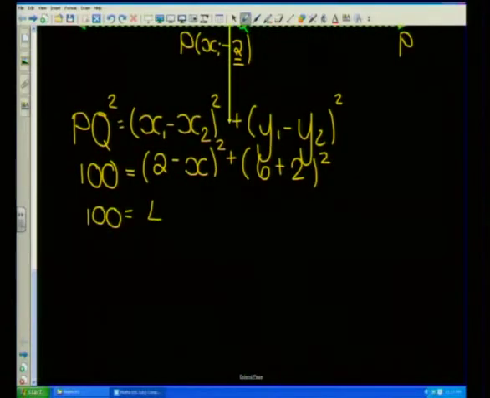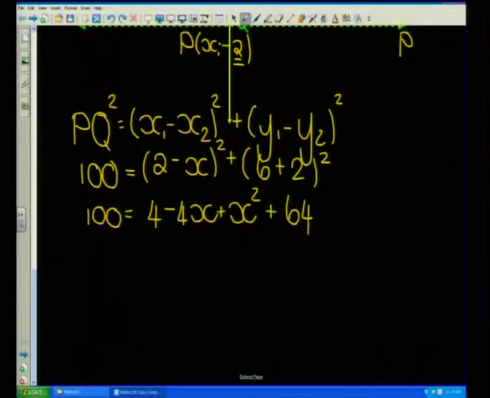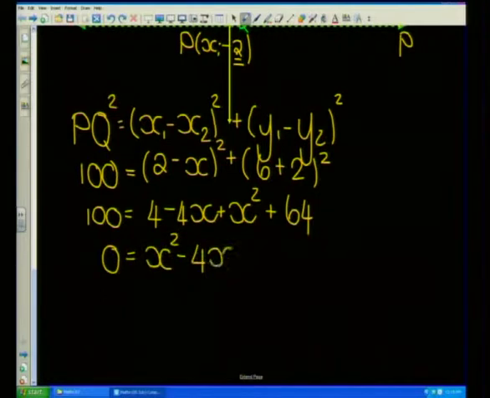If I FOIL that out, I've got 4 minus 4x plus x squared. That's going to become 8, and 8 squared is 64. And if we solve for that quadratic equation, I'm going to have x squared, minus 4x. Let's say that's going to be 68. And if we subtract 68 from it, if I'm correct, we're going to get -32.